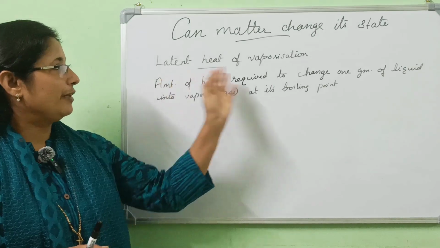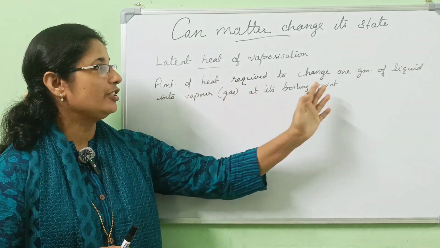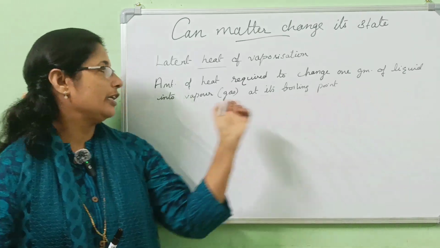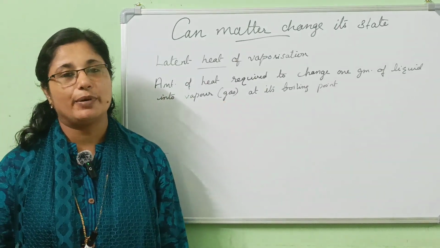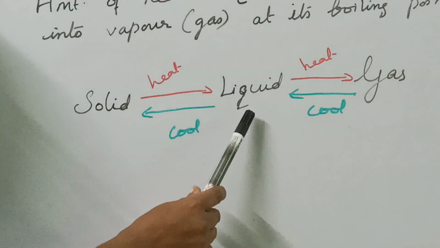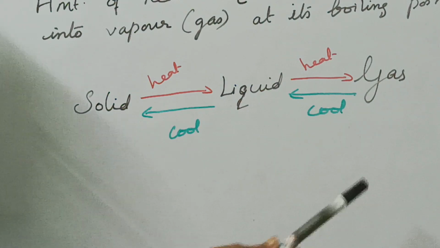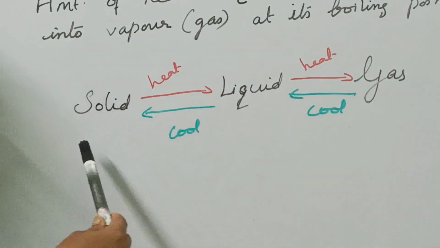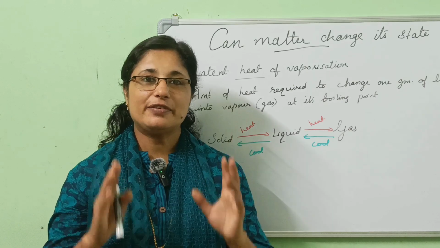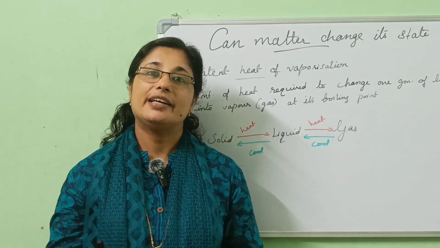So, what is the latent heat of vaporization? That is the amount of heat needed to change 1 gram of liquid into vapor at its boiling point. When we increase the temperature, the particles move faster and the substance can change from solid to liquid or liquid to gas. And when we cool it, the reverse process happens. That is, it goes from gas to liquid or liquid to solid. So we infer that the state of matter can be changed into another state by changing the temperature.